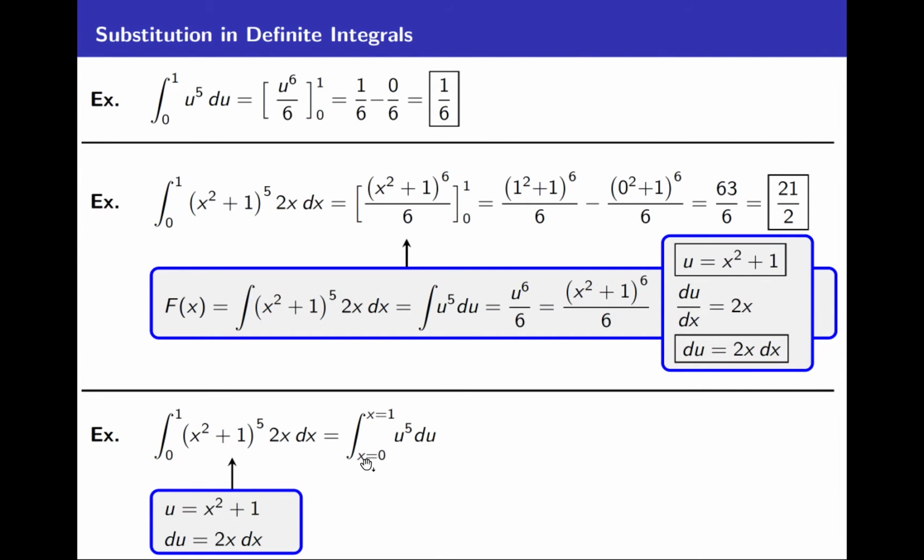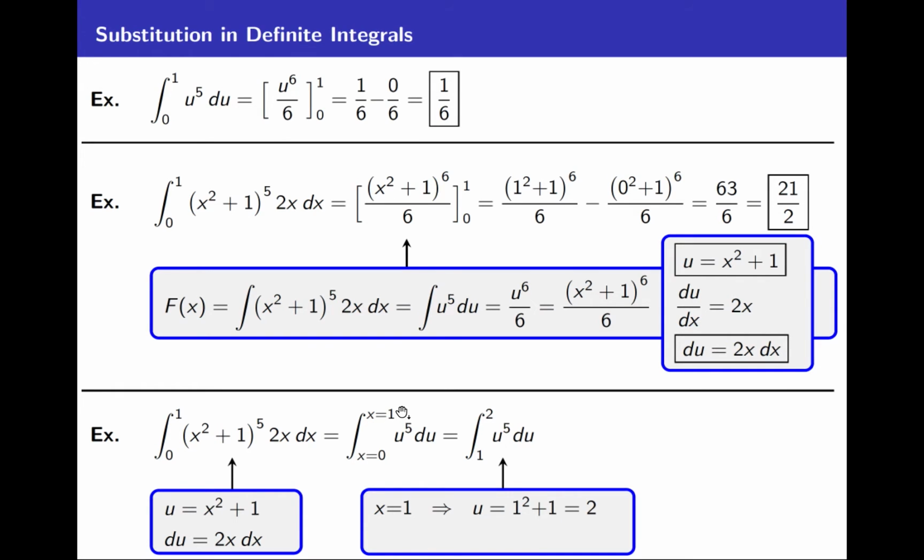Now, we need to change those x values to u values to get the right answer. Look what would happen if you left this as just the integral from 0 to 1 of u to the 5th du. That would be this integral, and the answer is 1/6. And you know the correct answer for this different problem is supposed to be 21 over 2, not 1/6. So what are we going to do? Well, we're going to convert these x values to u values. Remember that u is equal to x squared plus 1.